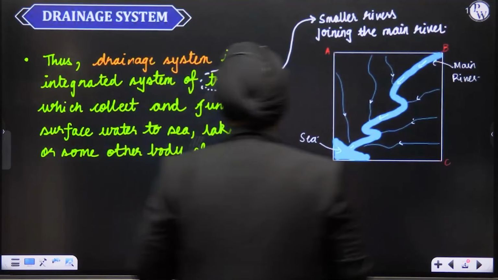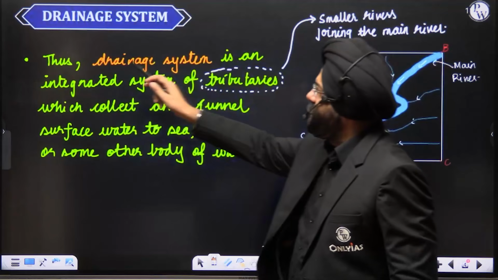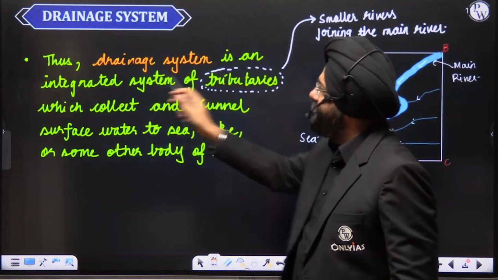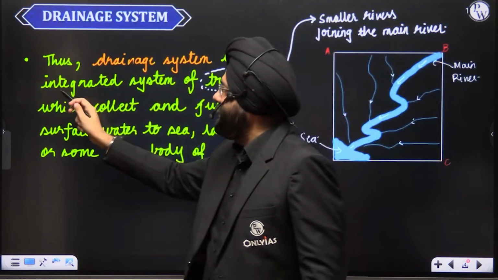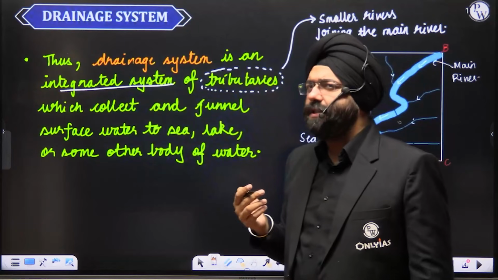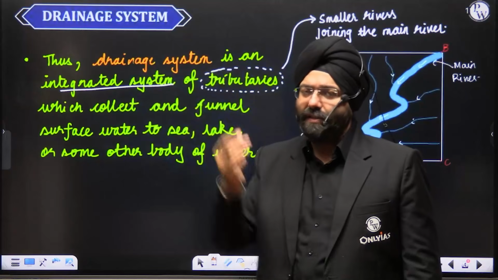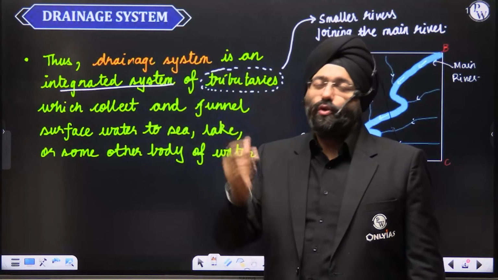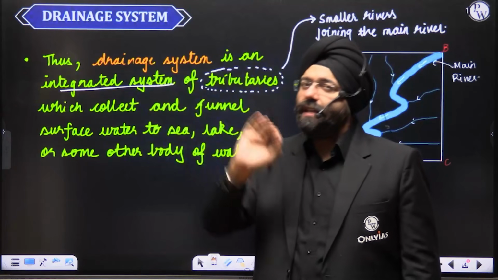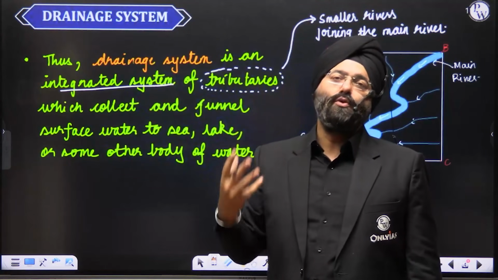See. Thus, drainage system is an integrated system of tributaries. These are very important words. Integrated system. Why is it integrated? Because there is going to be a major stream or the mainstream. Along with it, there are other streams that are joining the mainstream. Those other streams which are joining the mainstream are known as the tributaries.